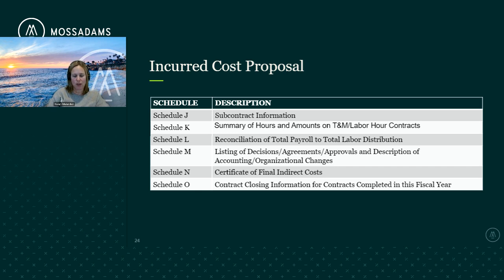Schedule M is really if there's any kind of changes in the accounting or organization for the year, you'll want to disclose that on Schedule M. Schedule N is going to be where the person certifying the ICE model signs. So you'll want to make sure that's done before the ICE model is submitted. And Schedule O is going to list out any information if contracts have been completed during the fiscal year. So that's sort of the official way of notifying the government that a contract is completed.